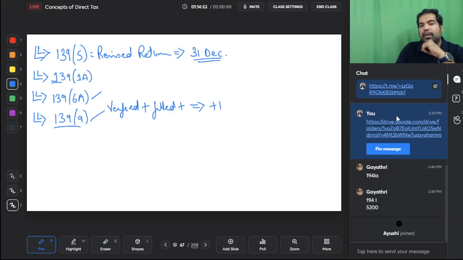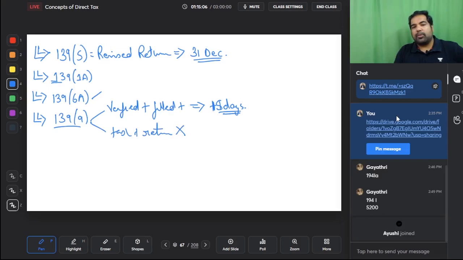And within 15 days of the notice coming to you, you should correct all the defects, otherwise it will be an invalid return. But guys, one exception: if you don't pay your tax along with the return, that is not a reason for it to be defective. So tax along with the return is not considered as defective.